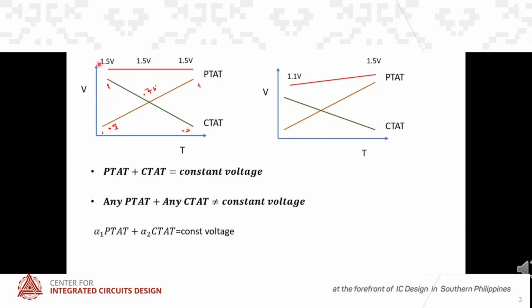So we have 0.5 here plus 1 is equal to 1.5, right? And 0.75 sa PTAT, 0.75 sa CTAT, then 0.75 plus 0.75 is equal to 1.5. And here we have 1 plus 0.5, then we have 1.5. So what we have done is they just cancel. Kay gi-add man nato with the same scale nga ilahang value, so na-cancel out ang PTAT ug CTAT. So the result is a constant voltage.